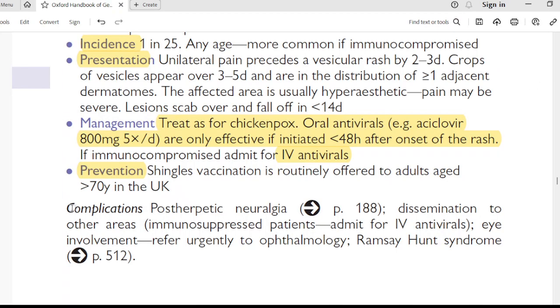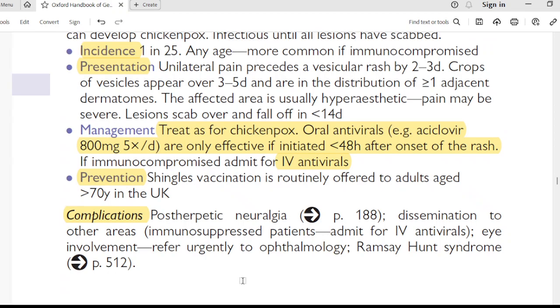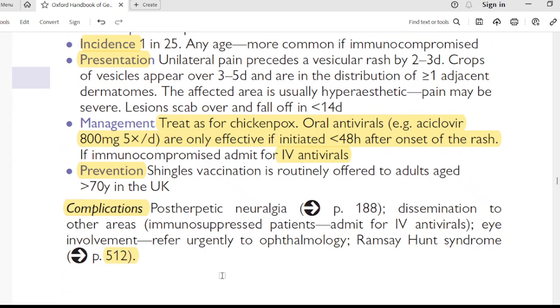Complications: post-herpetic neuralgia, dissemination to other areas. Immunosuppressed patients admit for IV antivirals. Eye involvement refer urgently to ophthalmology. Ramsay-Hunt syndrome, page number 512.